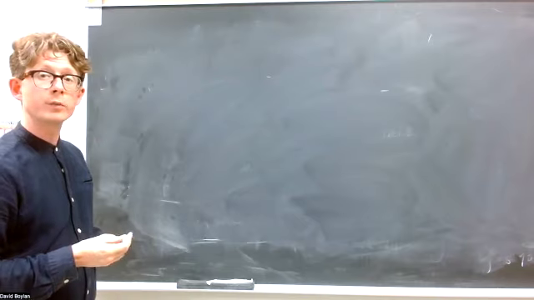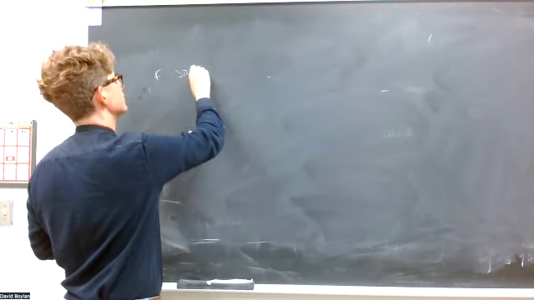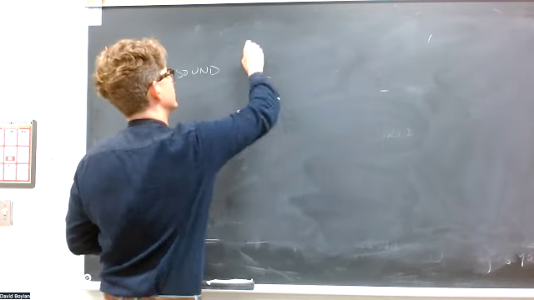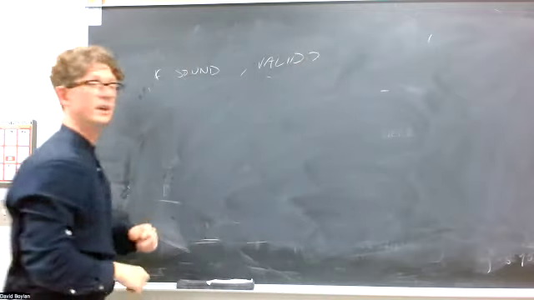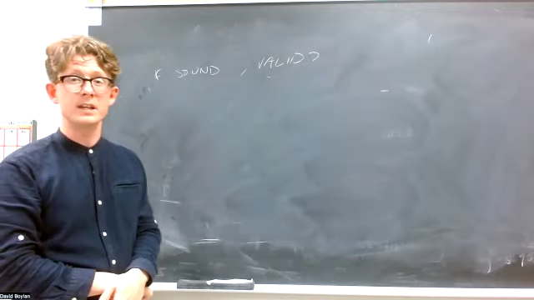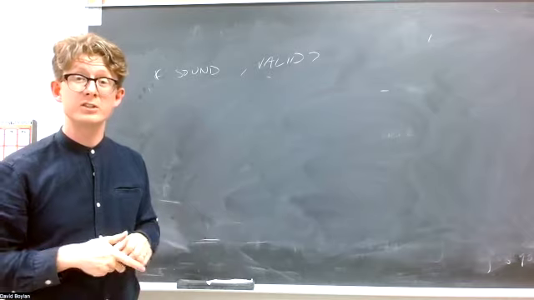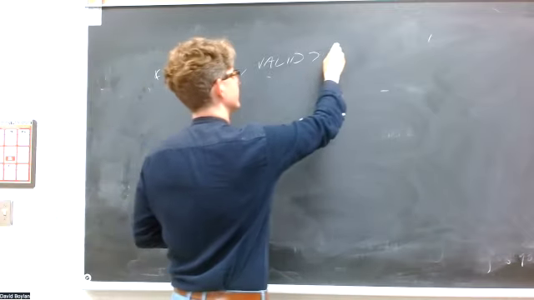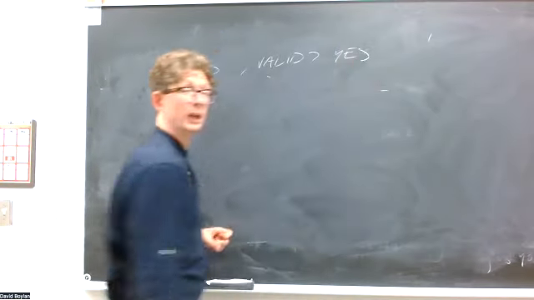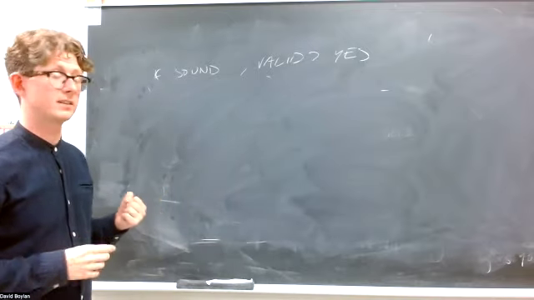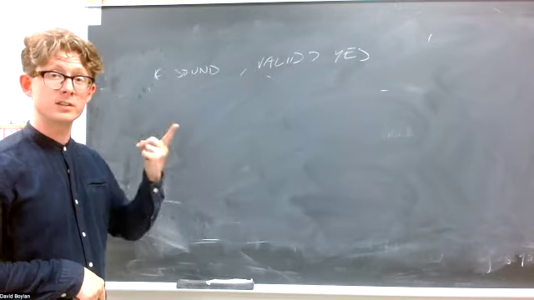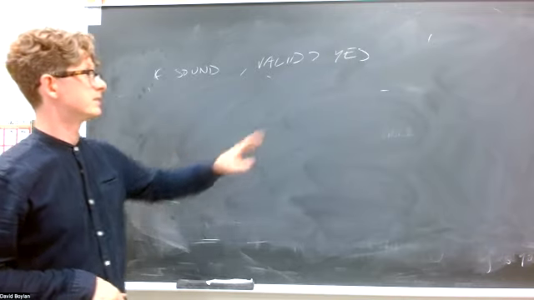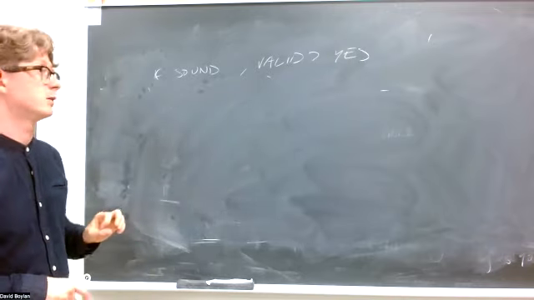So let's start off with this question. If an argument is sound, is it valid? And hopefully it's obvious that the answer to this question is yes. Validity was one of the two ingredients in soundness. So to be sound, you have to have two things: a valid argument and true premises. So yes, if an argument is sound, it is valid.